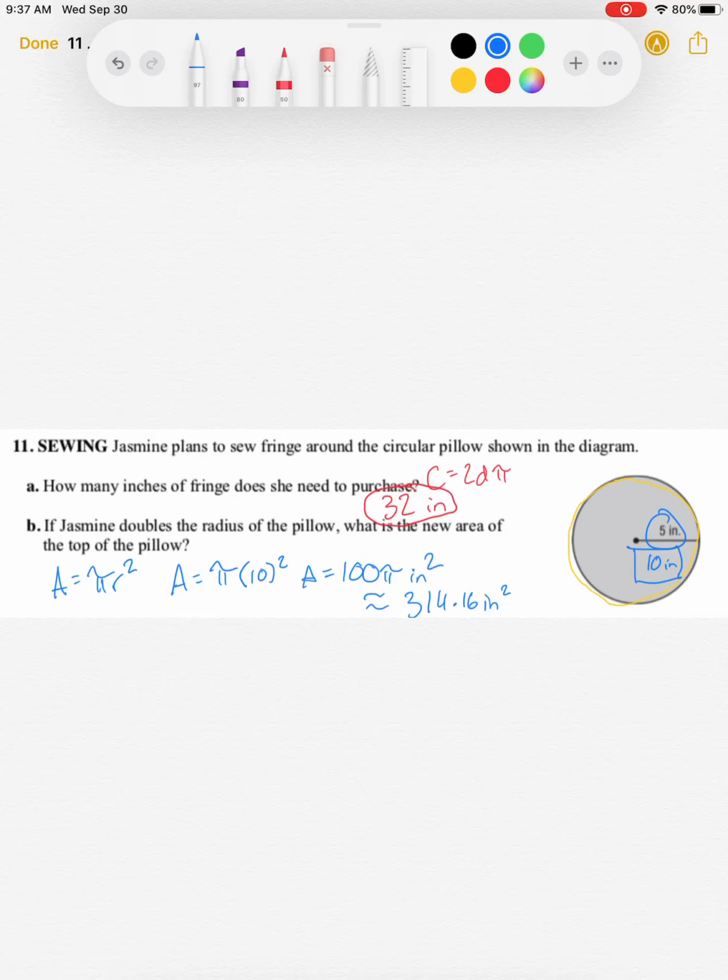So we're really just using those formulas from the video or the slides, whichever one you prefer, to calculate these measurements. Let me know if you have any other questions.